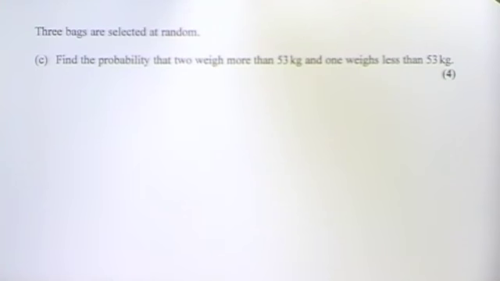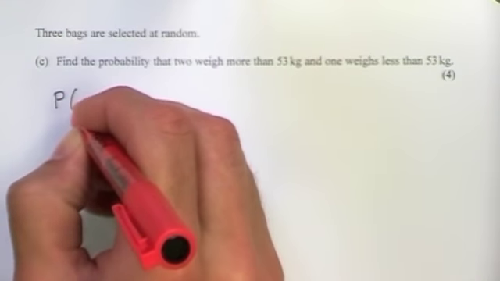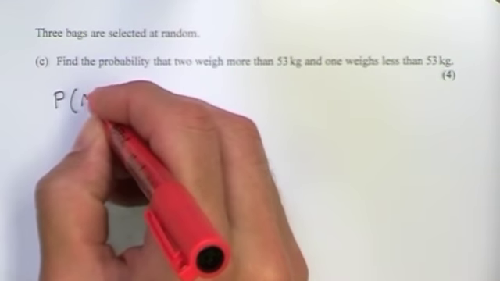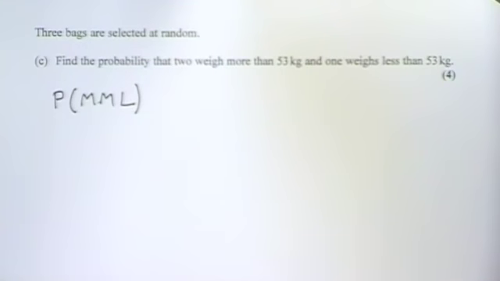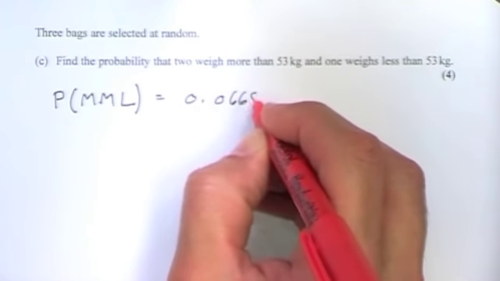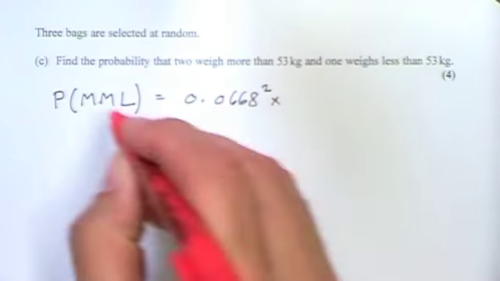Part C of this question says 3 bags are selected at random. Find the probability that 2 weigh more than 53 and 1 weighs less than 53. So effectively we want to work out a probability. This is standard probability now, and we want to have more than for one bag, more than for the second bag and less than for the third bag. We've already worked out the probability of more than 53 in part A, so that's going to be 0.0668, and we've got another bag more than, so we can square that value and we multiply it by the probability that it was less than.